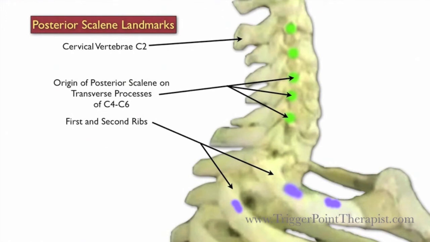And now we have the posterior scalene landmarks. Again, the cervical vertebrae at C2 and the first and second ribs. The posterior scalene originates on the transverse processes of C4 through C6 and inserts here on the second rib.